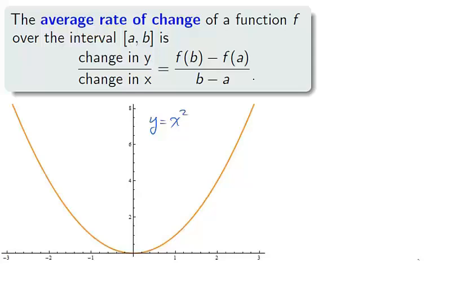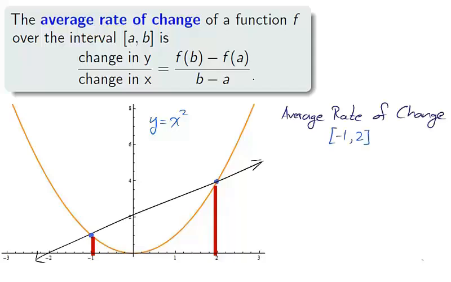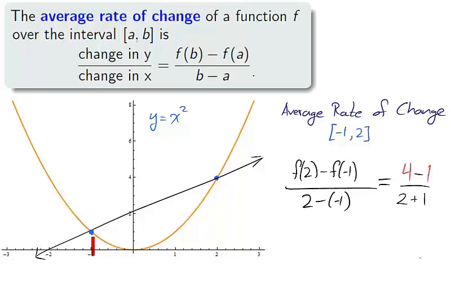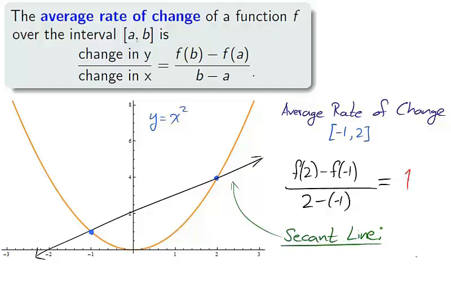Take for example the parabola y equals x squared. Say we are interested in finding the average rate of change between the values -1 and 2. We would use our equation for the average rate of change, letting a be -1 and b be 2. As -1 squared is 1 and 2 squared is 4, we calculate the average rate of change as 1. Keep in mind, the slope of the secant line is the average rate of change, so we can find the equation of the secant line using the point-slope formula.